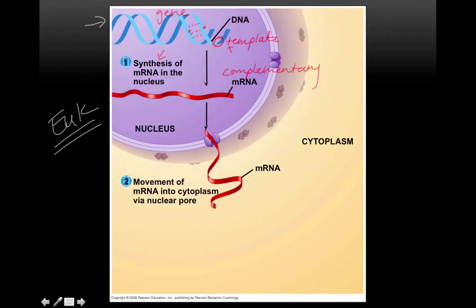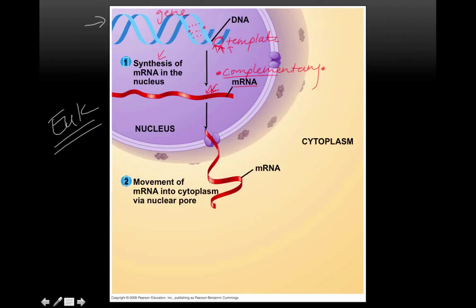If the DNA template strand has an A, then the complementary messenger RNA will have a U. If the DNA template has a G, the messenger RNA will have a C. If the DNA template has a C, the messenger RNA will have a G. And if the DNA template has a T, the messenger RNA will have an A. So the base sequence of the newly formed messenger RNA is not identical to the DNA, and it's not identical to the gene, but it's complementary.